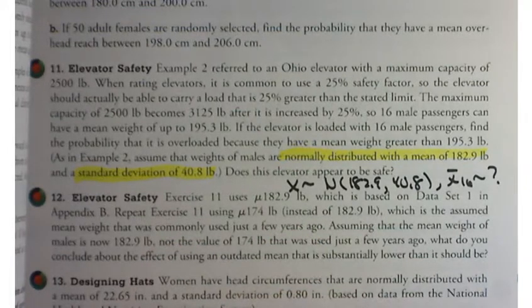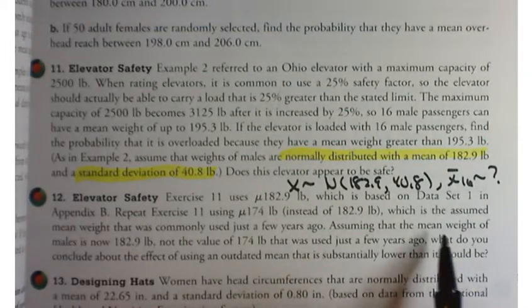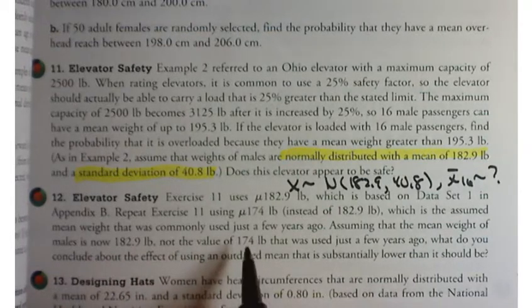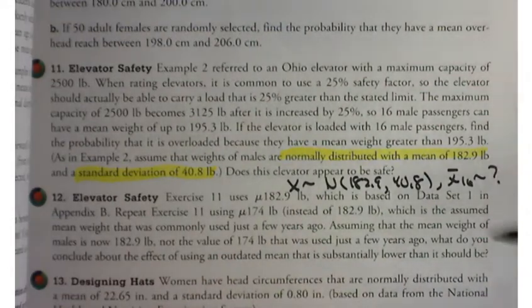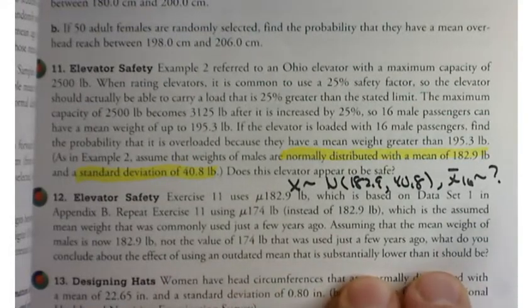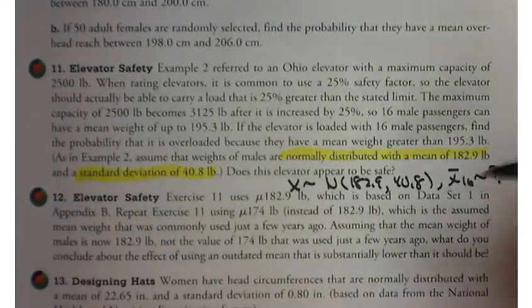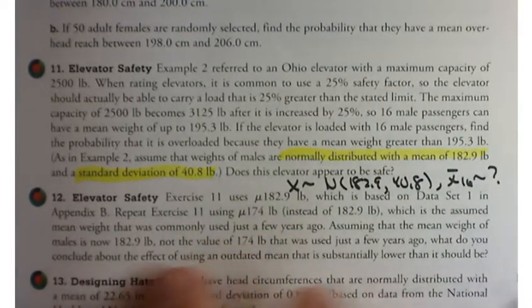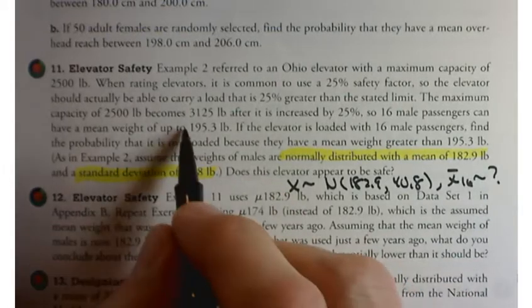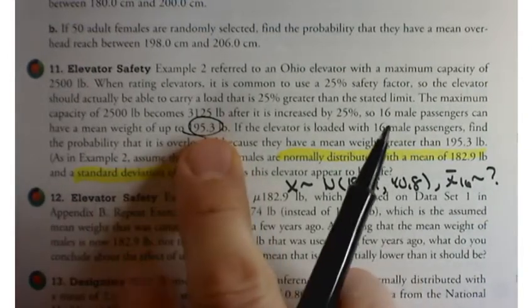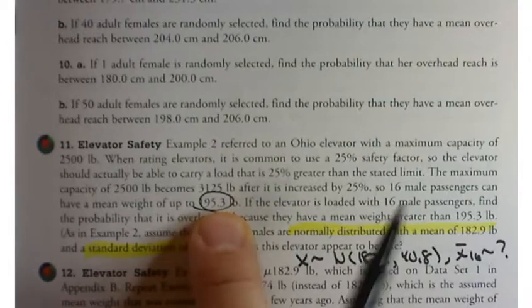It's a long-winded explanation, but it boils down to this. Assuming that the mean weight of males is now 182.9 and not the value of 174 pounds that was used a few years ago, what do you conclude about the effect of using an outdated mean that is substantially lower than it should be? Let's calculate the probability of getting a value of 195.3 for the average weight of 16 males.